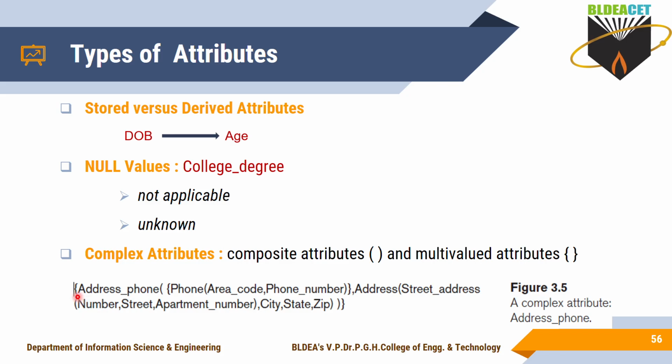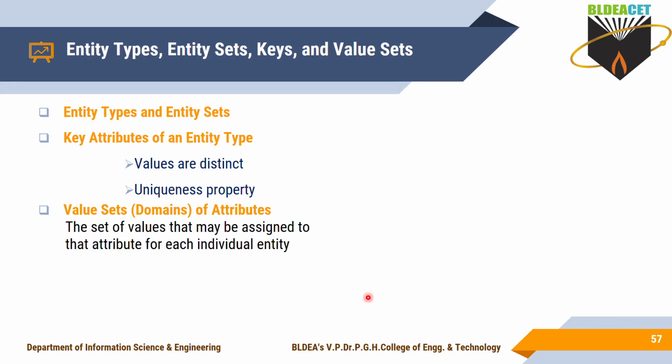So the flower brackets indicate multi-valued, and the parenthesis indicates composite attributes. So these are the different types of attributes. Is it clear now? Okay.